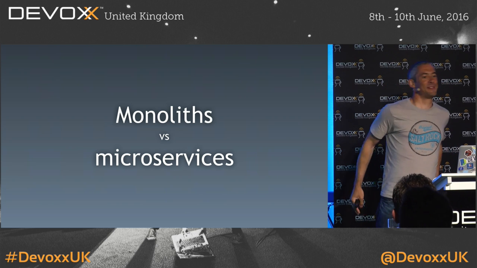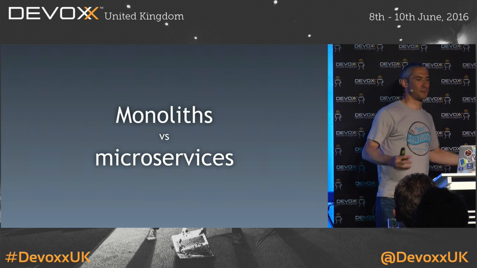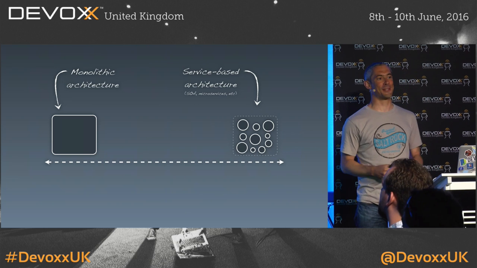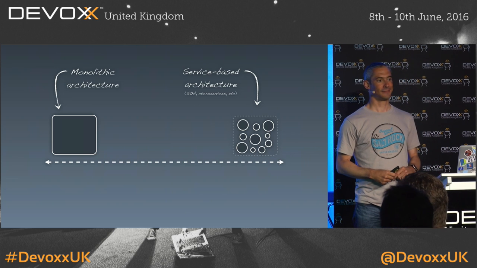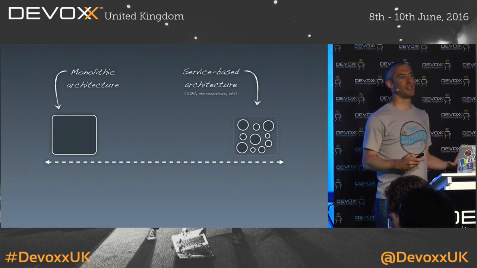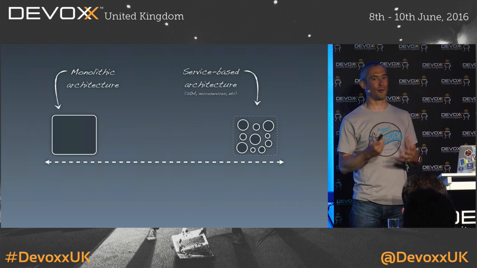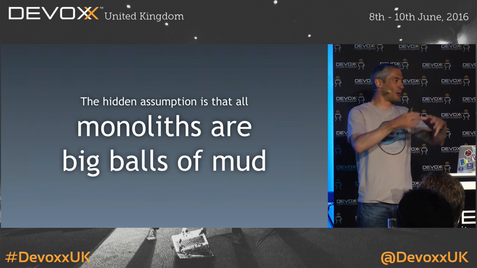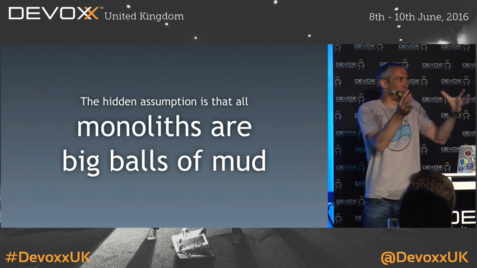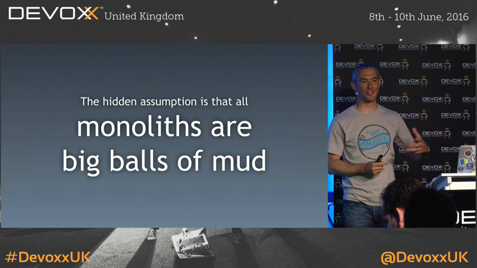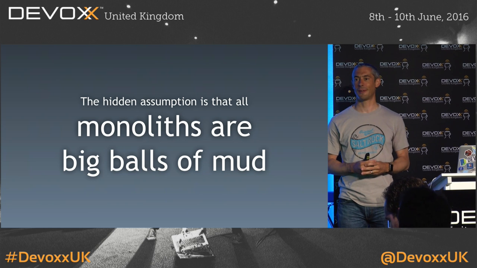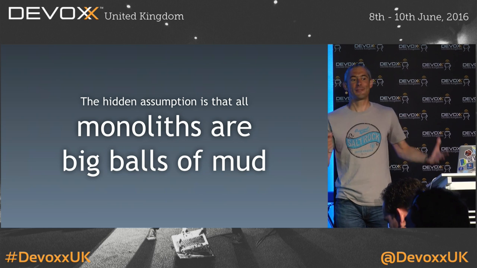Every conference you go to, it's either monoliths versus microservices, and one is better than the other, blah, blah, blah. And we're always battling these two extremes against each other. And of course, the hidden assumption here is if you're building a monolith, it's somehow horrible. Monoliths are evil. Monoliths are those horrible, legacy, old, big balls of mud that are hard to change, maintain, run and operate. It doesn't have to be that way.